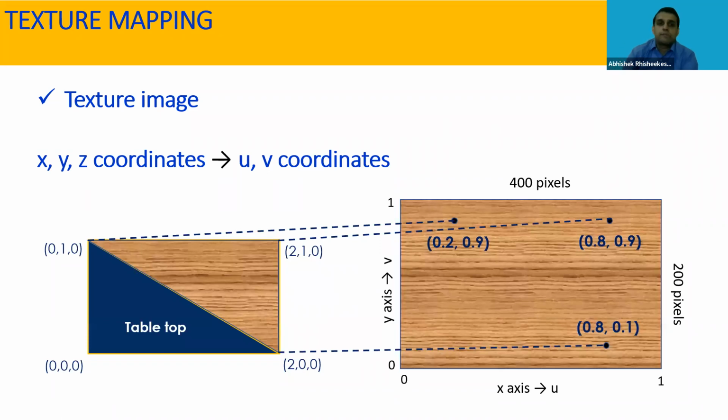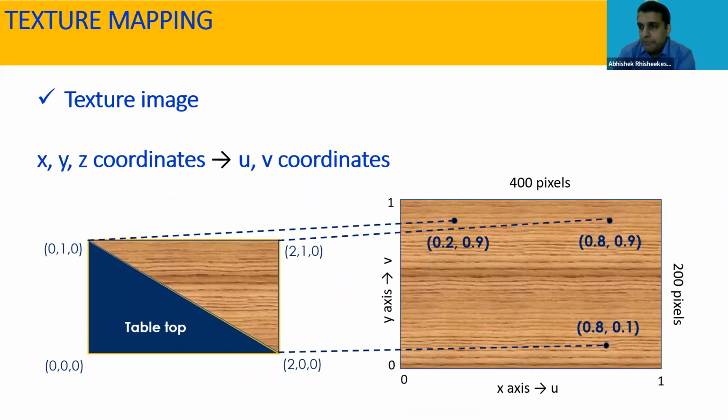Typically, texture maps are stored as a single image or multiple images. Here, the plywood texture image is shown on the right and has a width of 400 pixels and a height of 200 pixels. The texture coordinates along the width, or the x-axis, are typically called u coordinates, and the ones along the height, or the y-axis, are called v coordinates. UV coordinates are scaled from 0 to 1, as shown here.